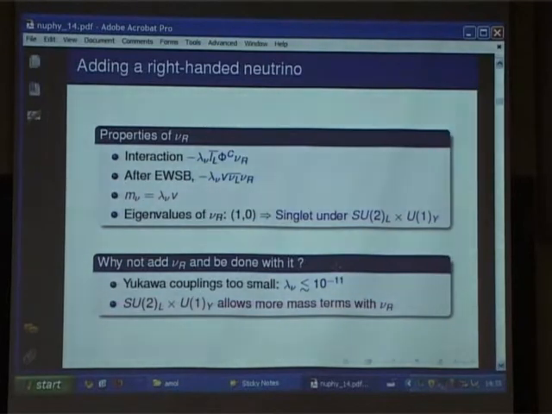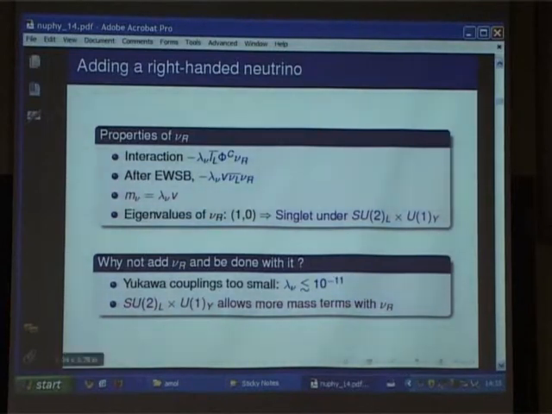There is some criterion that 't Hooft gave for natural numbers. He said that you can have a number which is very, very small in the theory only if by putting the number equal to 0, you increase the symmetry of the theory. The fact is that if you put lambda nu equal to 0, it doesn't really improve the symmetry of the theory. Symmetry is the same. Therefore, having such a small coupling constant is unnatural. You don't want this.